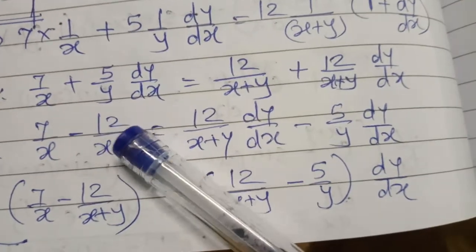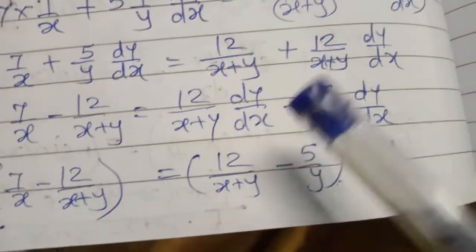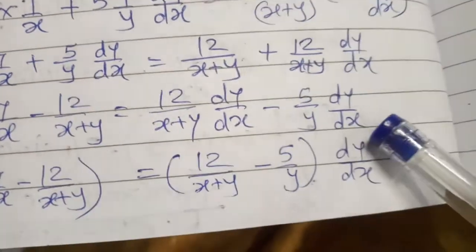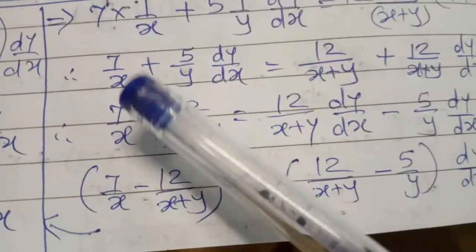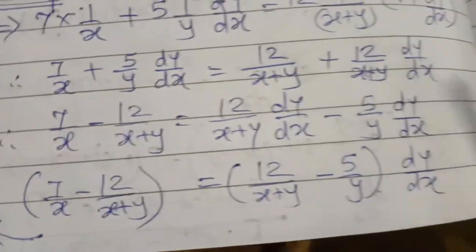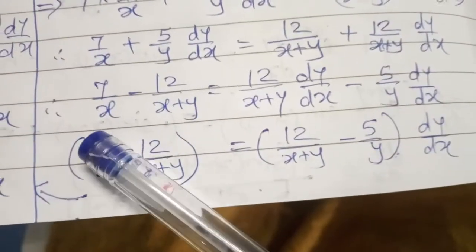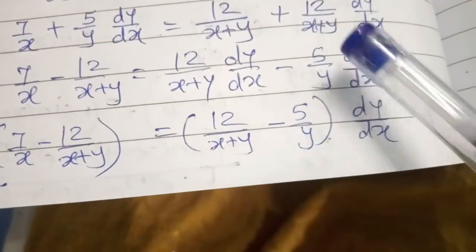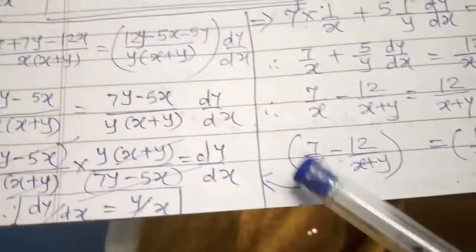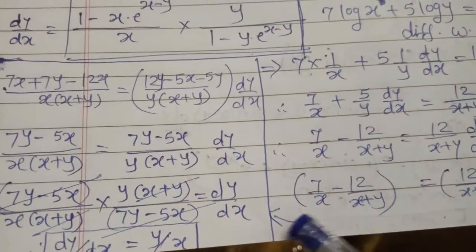Now moving the dy by dx to one side. So the 12 upon x plus y dy by dx remains as it is. This term comes here, so minus 5 upon y dy by dx. And now we move 7 upon x and this term, that is 12 upon x plus y, to the left side. Now we take dy by dx common. So in the bracket we will get 12 upon x plus y minus 5 upon y.